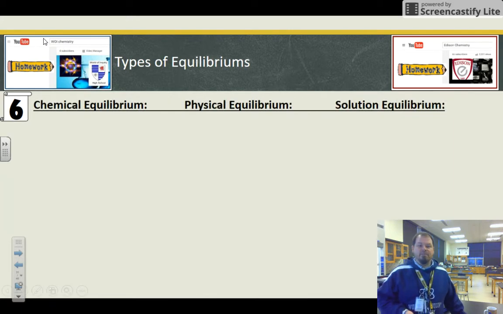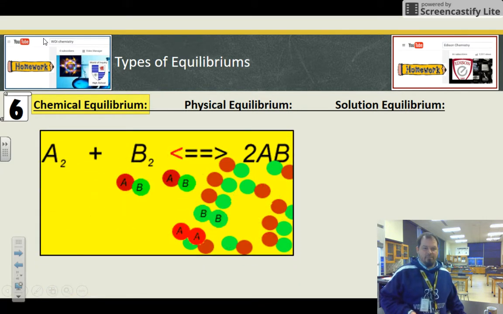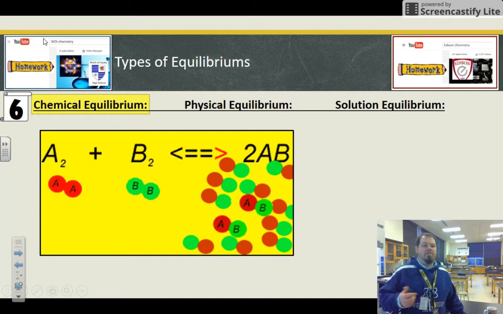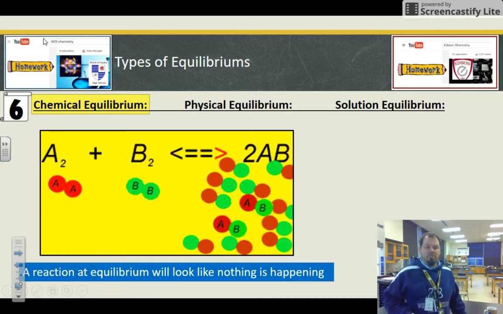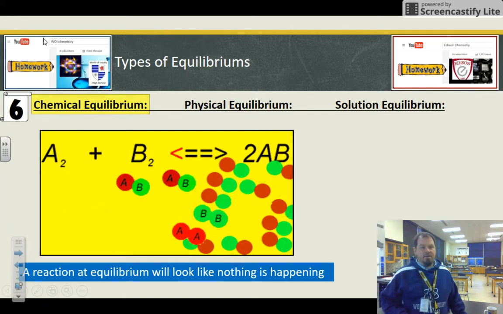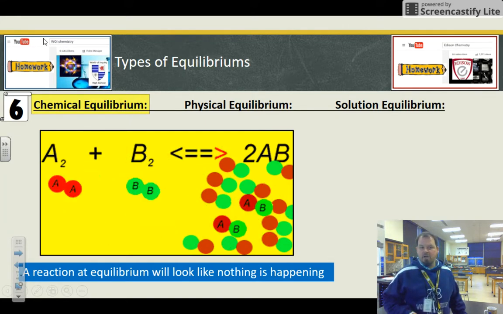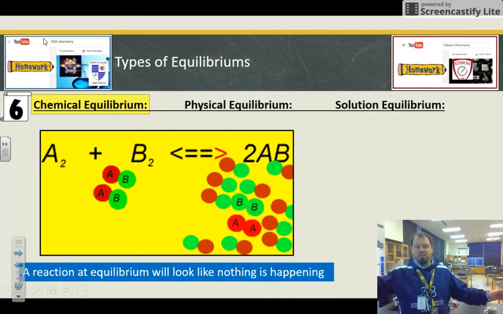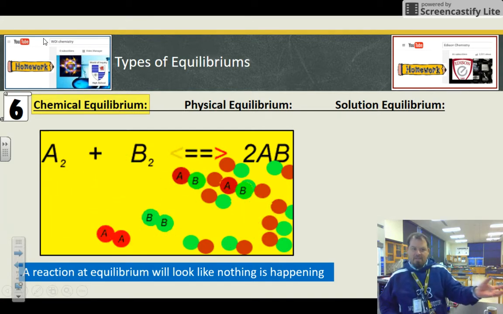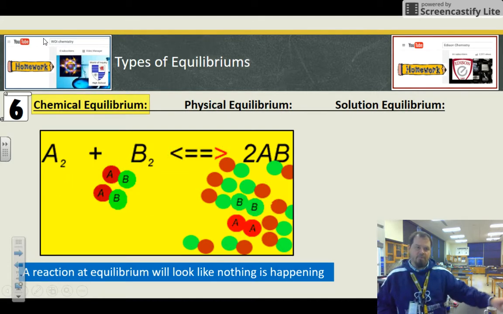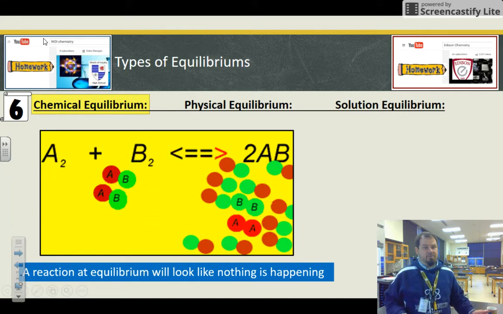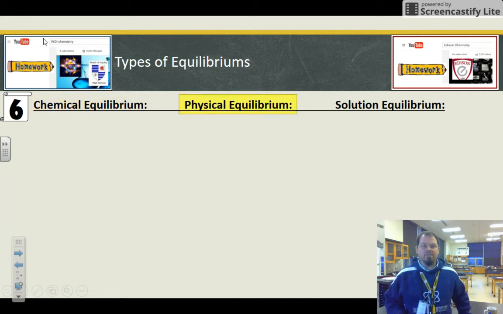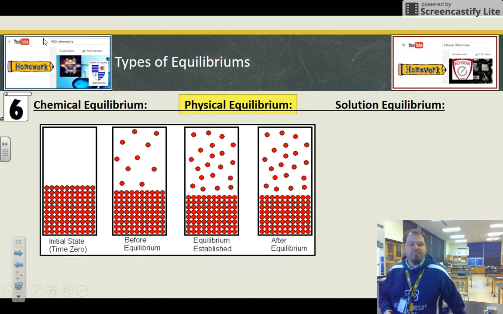Chemical and physical in solution equilibrium. So chemical equilibrium is that pictogram from before. You need to write in here that the rate of the forward reaction equals the rate of the reverse reaction. A reaction at equilibrium will look like nothing's actually happening. The overall change in color is never going to change because these things are happening at the same time. Every time A and B form AB, AB breaks down to A and B, and it doesn't look like there's ever any change going on. That's the truth.